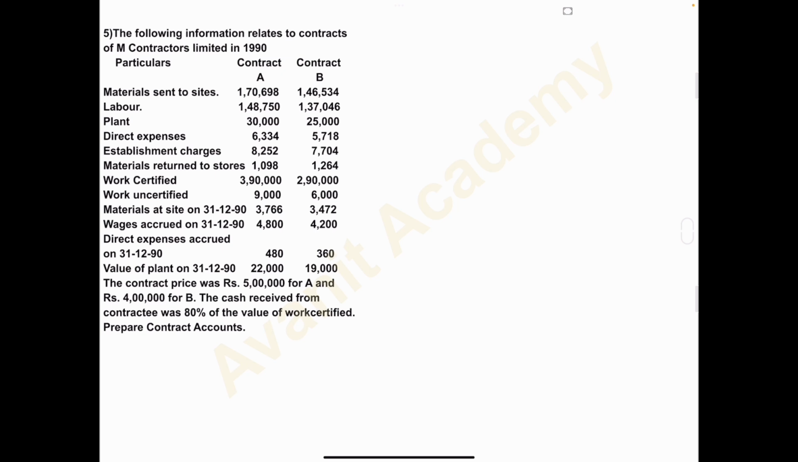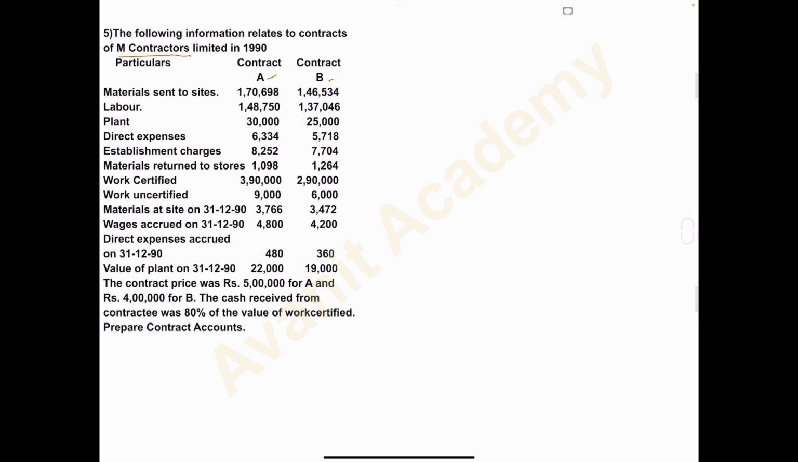So on contract account we have already solved four problems. In previous problems we have solved a single contract account. But in today's problem we have to prepare two contract accounts because M contractor has taken two contracts, contract A and contract B. So we have to prepare two contract accounts, one for contract A and one for contract B. Let's see what information they have given related to these two contracts.